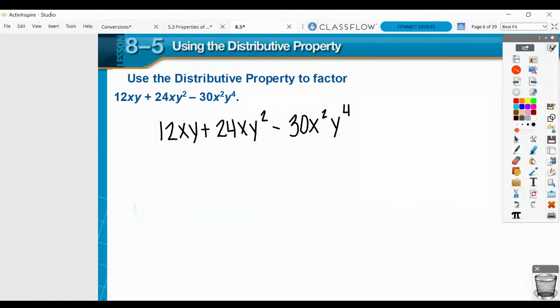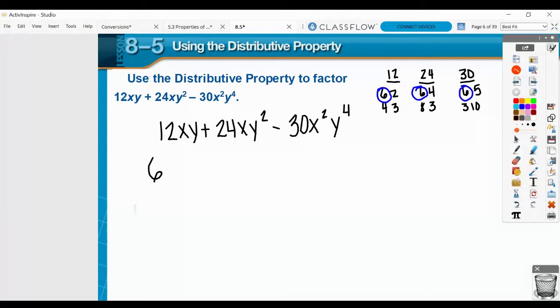So if you aren't sure, you can come over here on the side and write down the factors of those three numbers to see which one is common. And if you look, it looks like the 6 is common in all three of them. So let's take out a 6.